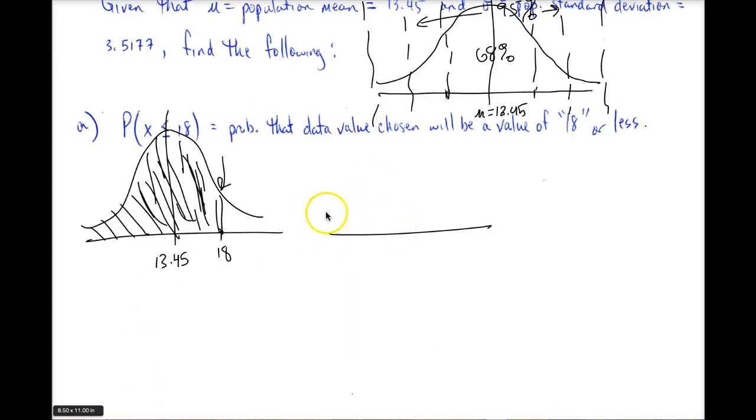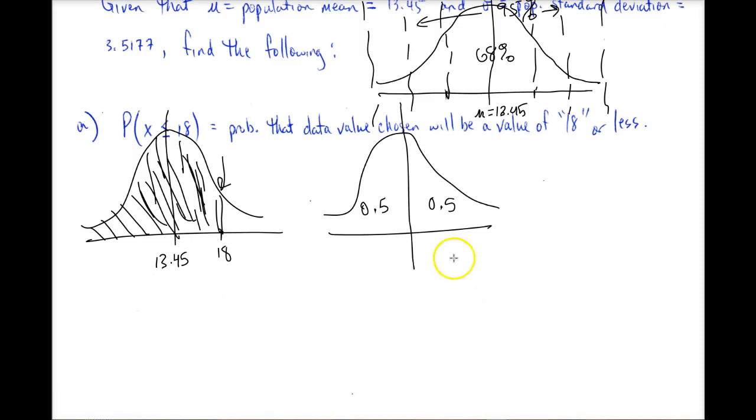We know that for this particular type of graph, we divide this in half. The total area under the curve of a probability function is always 1, and half of it is on the left side of the mean, the other half is on the right side of the mean. All we're trying to do is figure out where this data value lies with respect to that. That's the first thing that we need to understand.